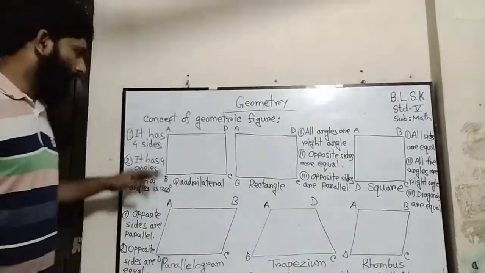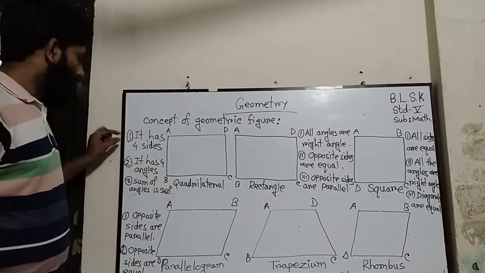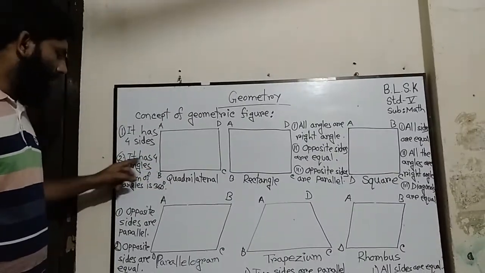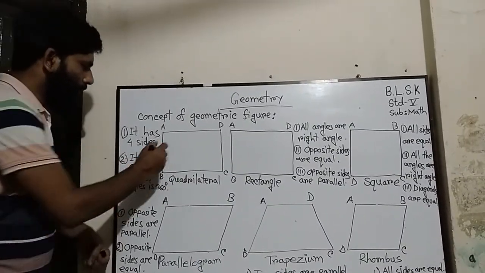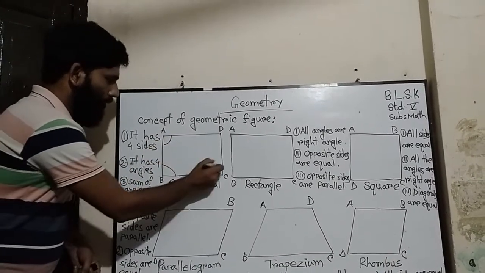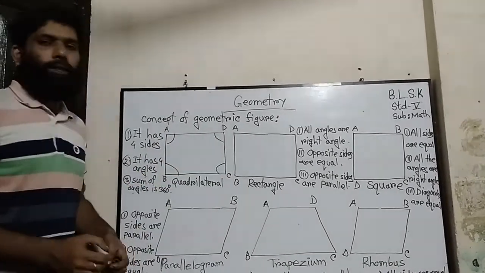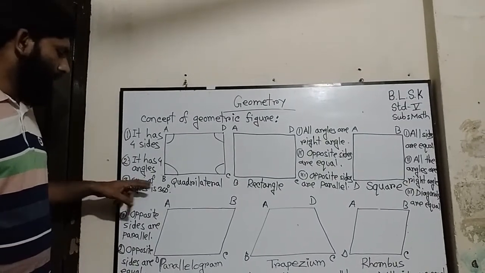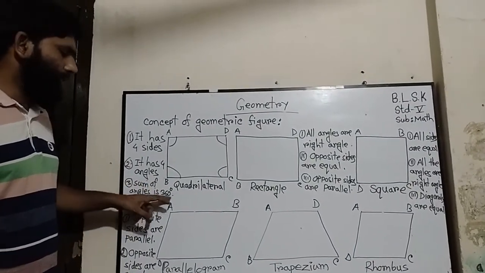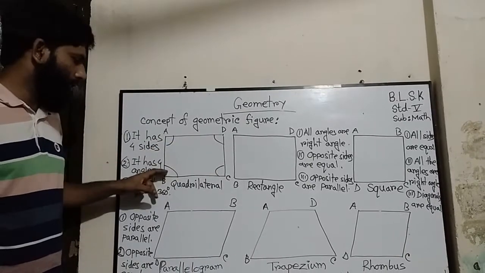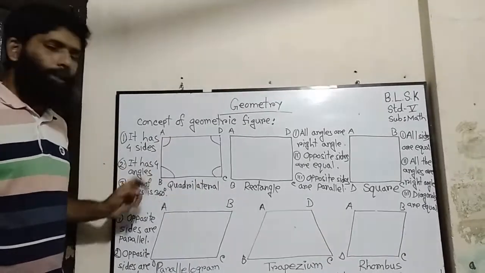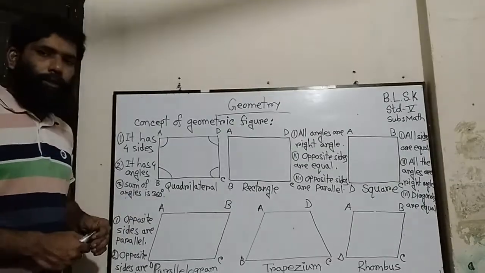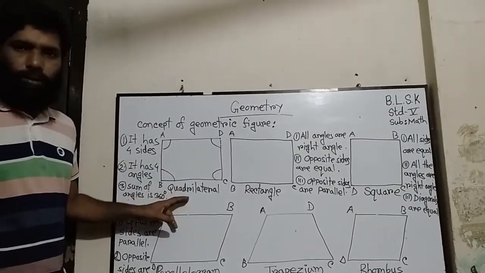Okay. So firstly, a quadrilateral has 4 sides. And it has 4 angles. Look at that, 1, 2, 3, 4. It has 4 angles. And at last, number 3: the sum of angles is 360 degrees. So if we sum the 4 angles, we shall get 360 degrees. That is the characteristics of a quadrilateral.